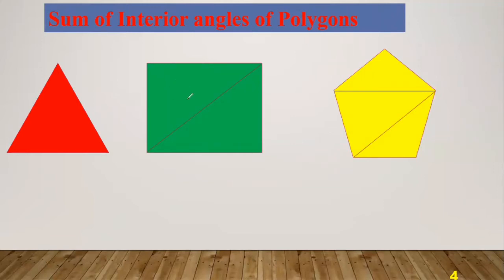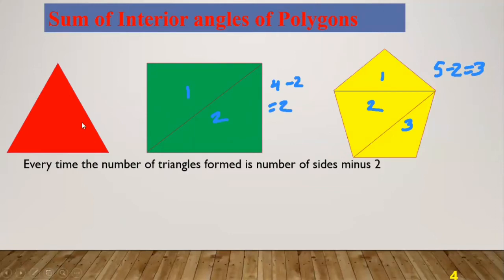When there are 4 sides, then 4 minus 2, so we can see two triangles, 1 and 2. If there are 5 sides, then 1, 2 and 3 triangles are formed. So 5 minus 2, which is equal to 3. So we observe that if the polygon is having n sides, then the number of triangles formed is always the number of sides minus 2. Here you can see 4 minus 2, so 2 triangles. 5 minus 2, so 3 triangles are formed.